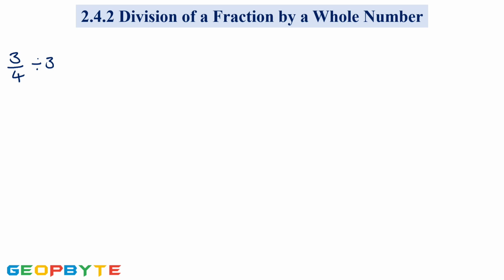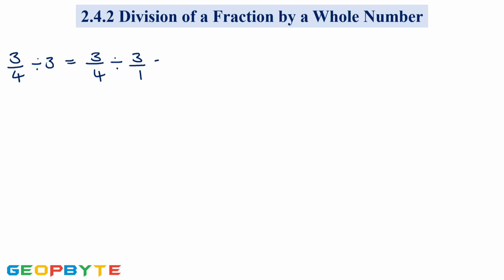3 by 4 divided by 3 is equal to 3 by 4 divided by, here for 3 there is no denominator, so we can write it as 1. So 3 by 1.